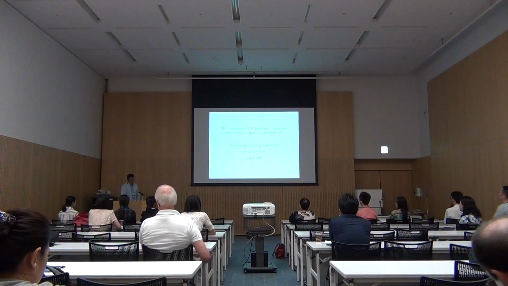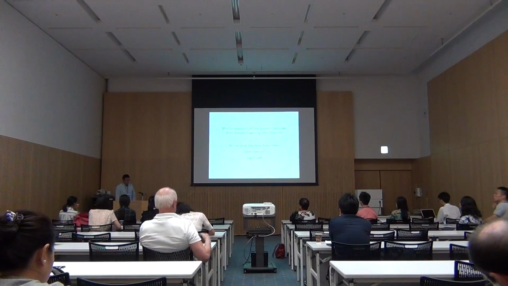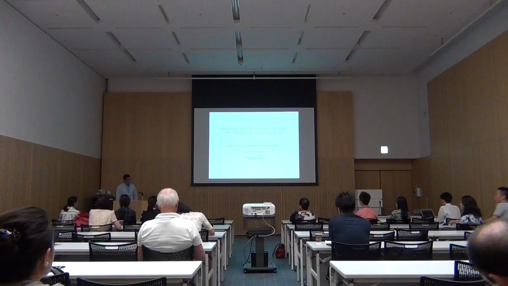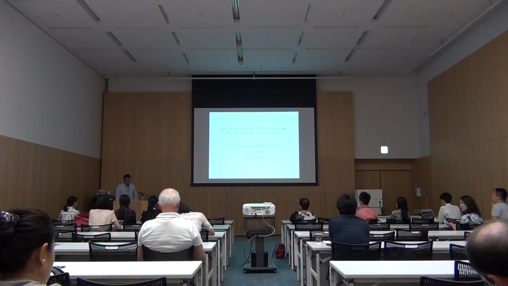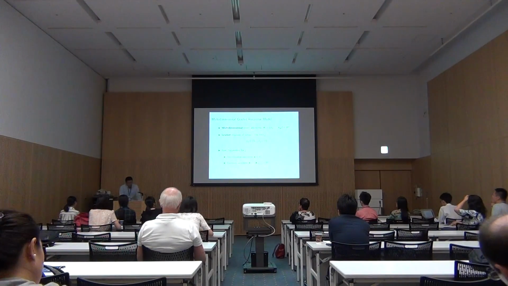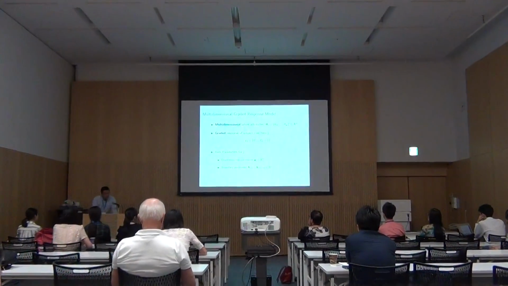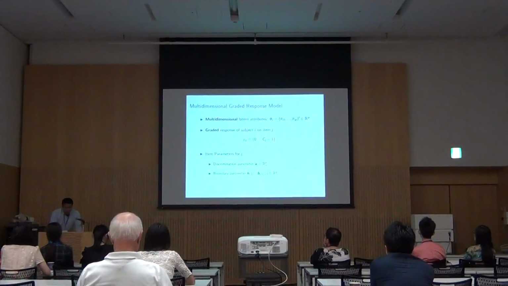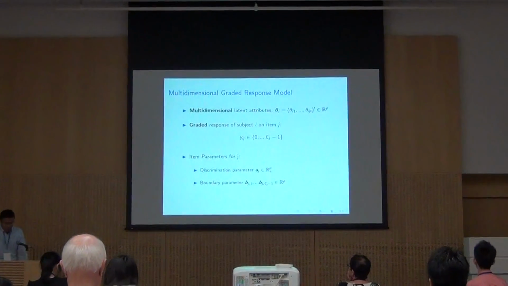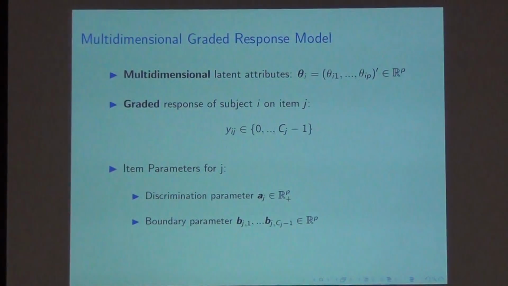So in this project, we are designing a multi-dimensional CAT for graded responses with domain balancing item selection using a real item bank. So first, for the item response relation, we assume a multi-dimensional graded response model. So there are two keywords here. Multi-dimensional is referring to the latent attribute.